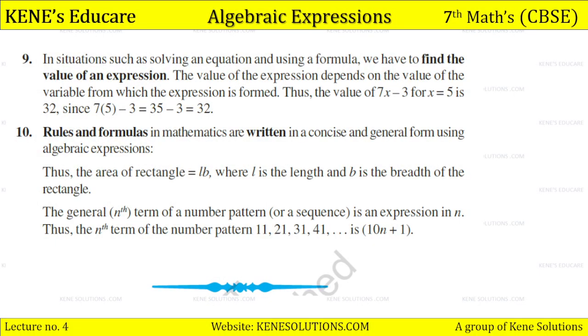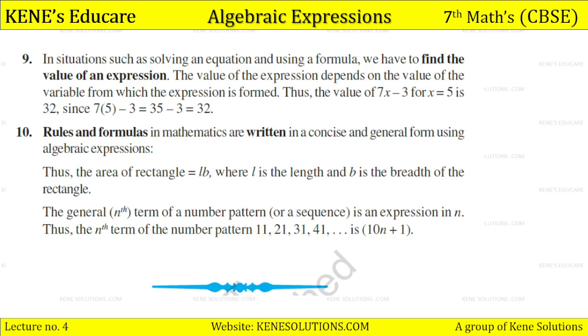In situations such as solving an equation and using a formula, we have to find the value of the expression. The value of the expression depends on the value of the variable from which the expression is formed. Thus, the value of 7x minus 3 for x equal to 5 is 32, since 7 multiplied by 5 minus 3 is 35 minus 3, which means 32.